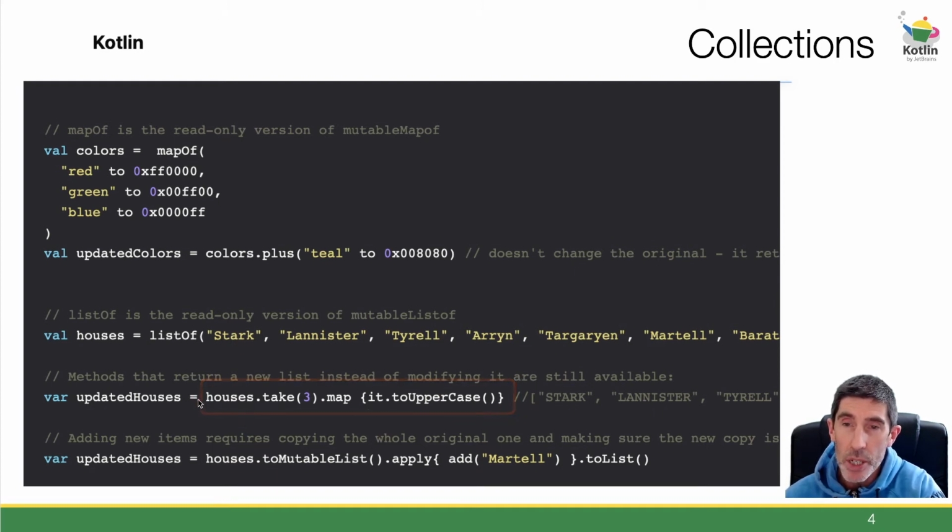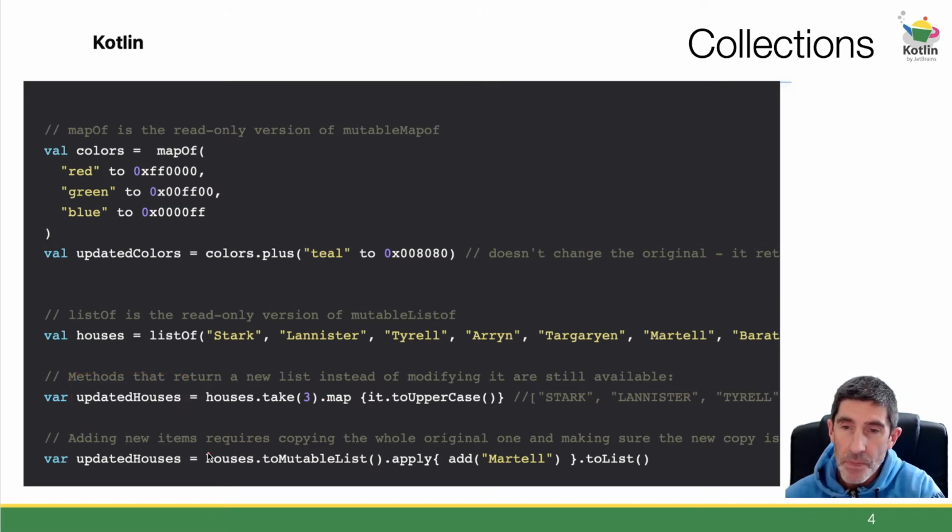So essentially what this will do, you can see the result there, it'll take the first 3 elements from houses, convert it to a map, and convert each element to uppercase and store that in updated houses. So a lot going on there in one line of code.